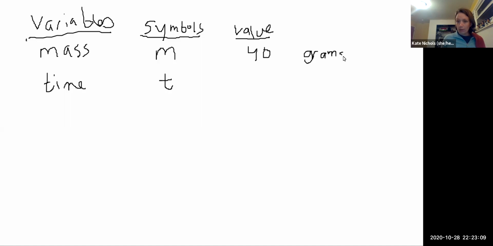Okay, and that word grams is the unit, which is the thing that we're measuring the variable in. There's a couple different units you could have for mass. It could be grams, it could be kilograms, it could be pounds. There's lots of different possible units. It depends on the object that you're measuring, what would be appropriate. Like, I wouldn't want to measure the mass of an elephant in grams because it's really, really heavy. So you want to pick a unit that's reasonable for your object. Time could be measured in minutes or seconds or hours, depending on what you're using. And of course, the value for this is going to be some sort of number as well, depending on what it is that you're measuring.